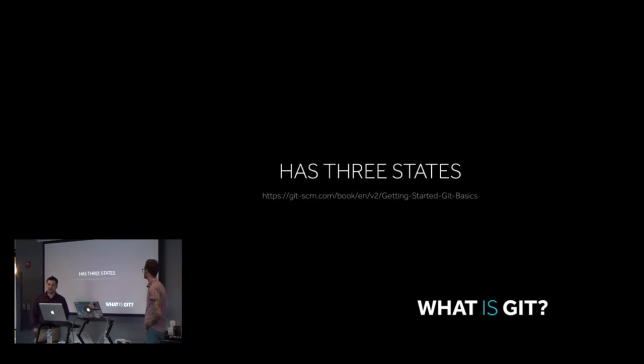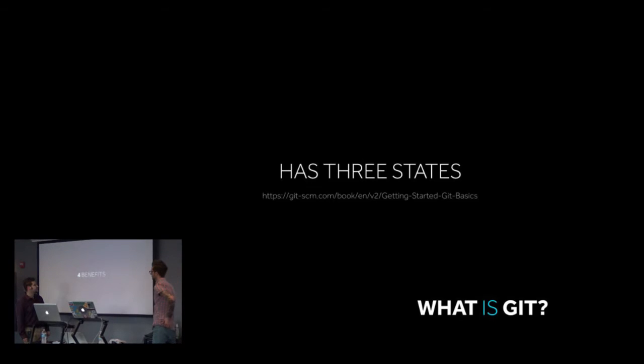A few things to know about the state of your project files using Git is that there are 3 main states. There's committed, staged, and modified. We'll talk about that a little bit more later. So let's talk about why you should be using version control and Git in general.